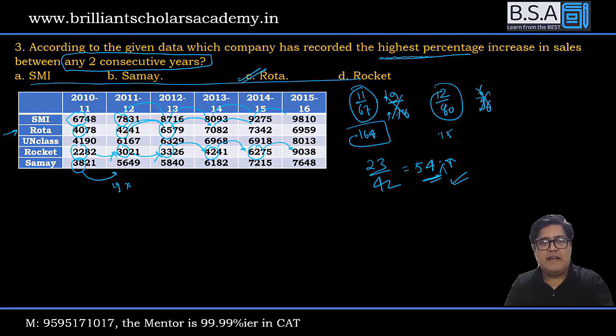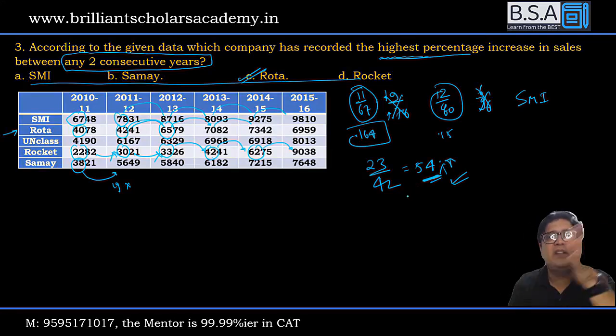See, first I started with all the effort. I found the numerators, I compared denominators for SMI. Such effort is needed at the start. Then once I reached rota, I could see here there was an increase of half. So half is a very large number. I am testing everything against half.